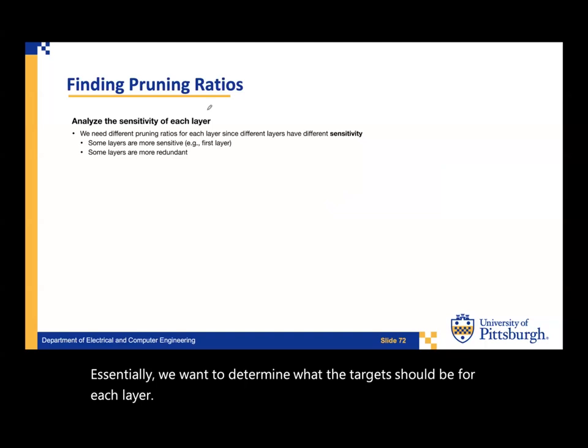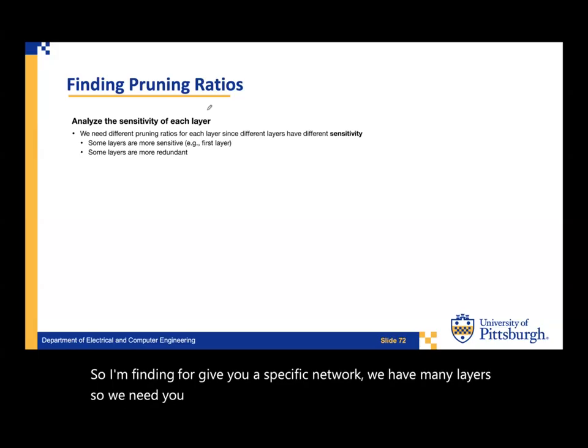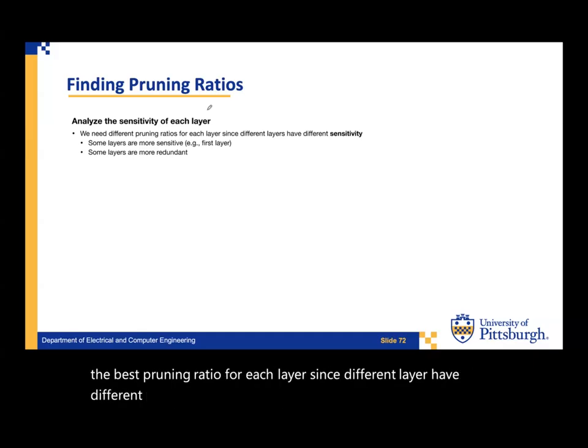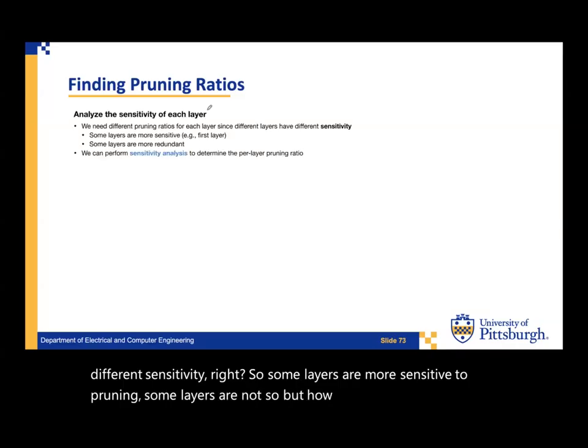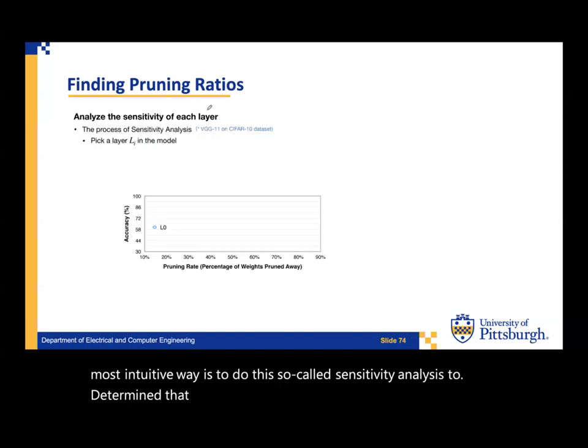Given a specific network, we have many layers. So we need to determine what the best pruning ratio is for each layer, since different layers have different sensitivity, right? Some layers are more sensitive to pruning, some layers are not. But how do we find it out? The most intuitive way is to do this so-called sensitivity analysis to determine the per-layer pruning ratio.